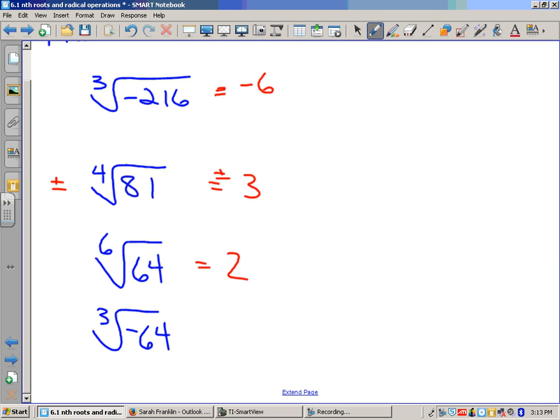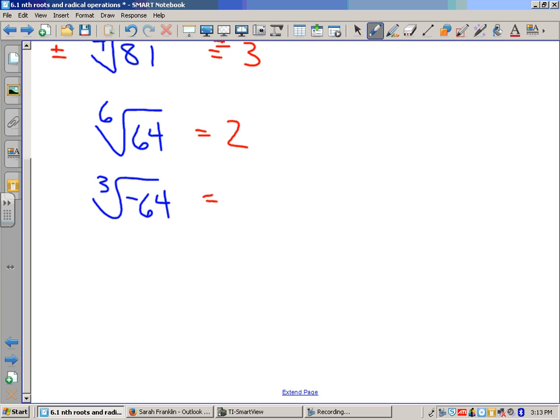Cube root of negative 64. Since it's odd, that can be negative. Your answer is going to be negative. What number times itself 3 times is negative 64? It would be negative 4. So that's with the calculator or using mental math to figure those out.